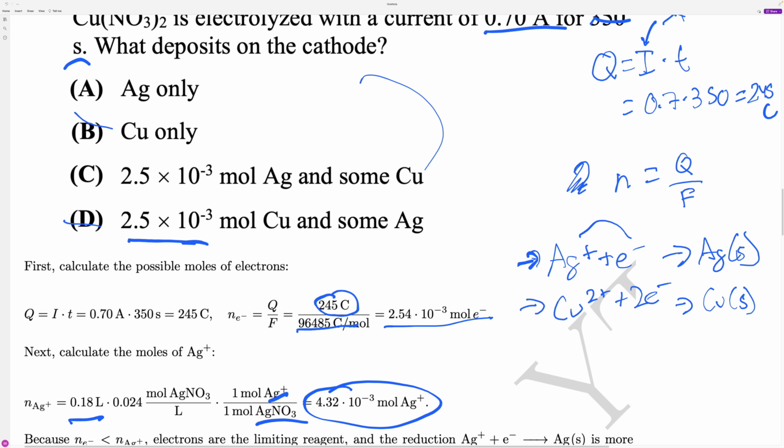And like I said earlier, because there's more moles of Ag+ than there are moles of electrons, and these combine in a 1-to-1 ratio, essentially we're only going to see 2.54 times 10 to the negative 3 moles of Ag+ deposited. So there's an excess of Ag+. So our answer is going to be A, since we're not going to have enough moles of electrons to start the depositing of solid copper.